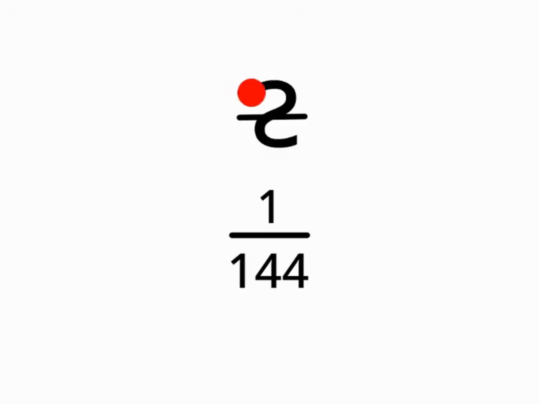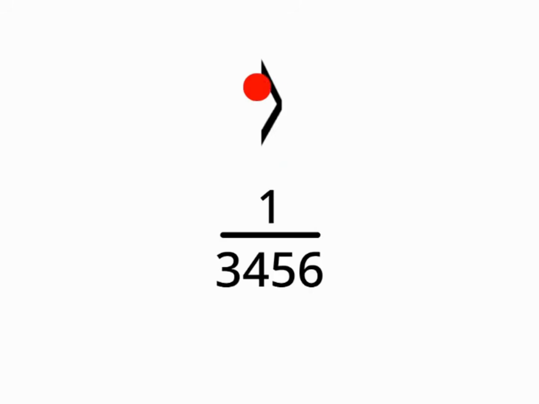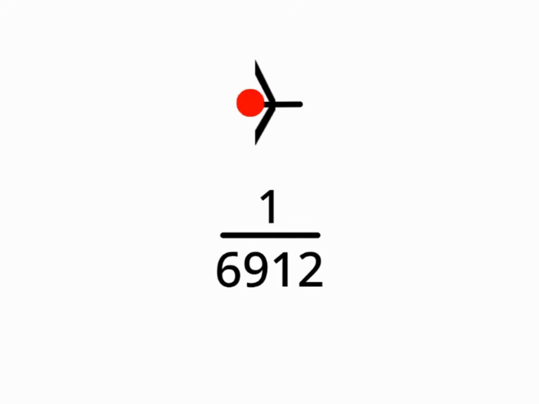Then if we go back to backwards S with a line, this is 1/144. Then backwards S is 1/72. So this means that the line going through it divides it by 2. So we can just apply the same thing. And now we have 1/6912. Then you can guess where this is going.